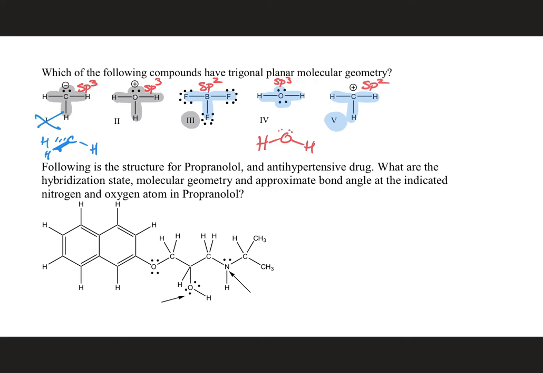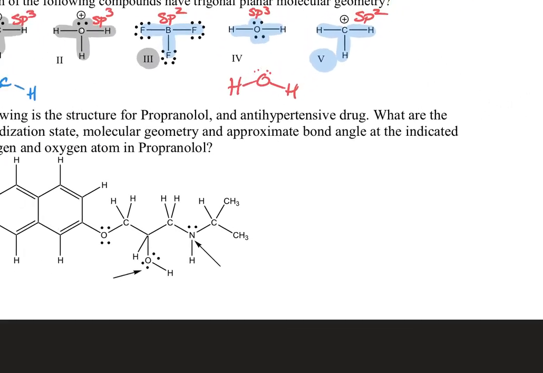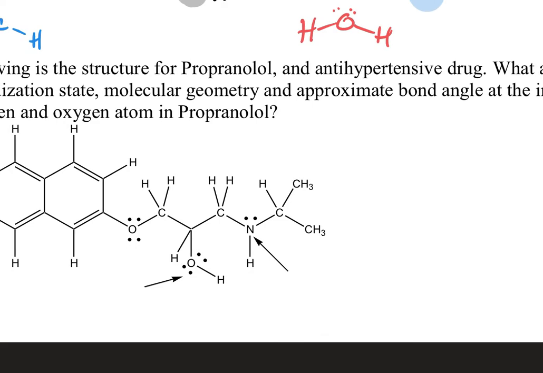All right, following is the structure for propranolol, an antihypertensive drug. What are the hybridization state, molecular geometry, and approximate bond angle at the indicated nitrogen and oxygen atom in propranolol? Propranolol. There we go. All right, so first of all, we need the hybridization state. If you look at the oxygen, there's electrons in 1, 2, 3, and 4 directions. That means it's sp3 hybridized. The nitrogen has 1, 2, 3, and 4 directions of electrons, so it too is sp3 hybridized.